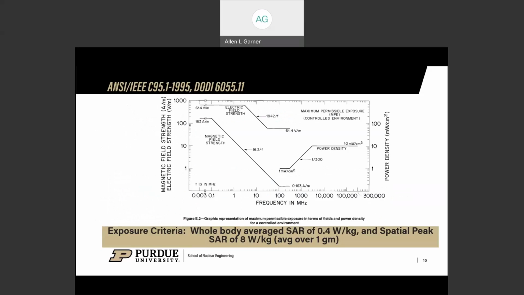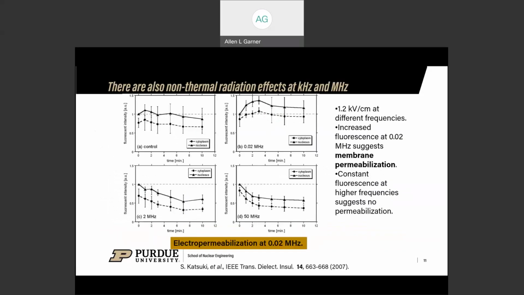This is what this looks like. You're looking at the electric field strengths you're allowed to have as a function of frequency. You can see these sort of effects. This comes from the IEEE standard. Now, as you go down to lower frequencies, as I mentioned before, things start to look a lot similar to what we talk about with pulses.